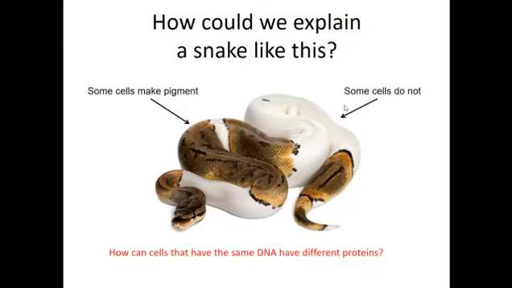How can cells that have the same DNA have different proteins? We've talked about this before. This reminds us of our chickens that have red and white spots. We've also asked this question before. If every single cell has the same DNA, what could cause it to have different proteins? Think to yourself, what have we used to explain something like this before?